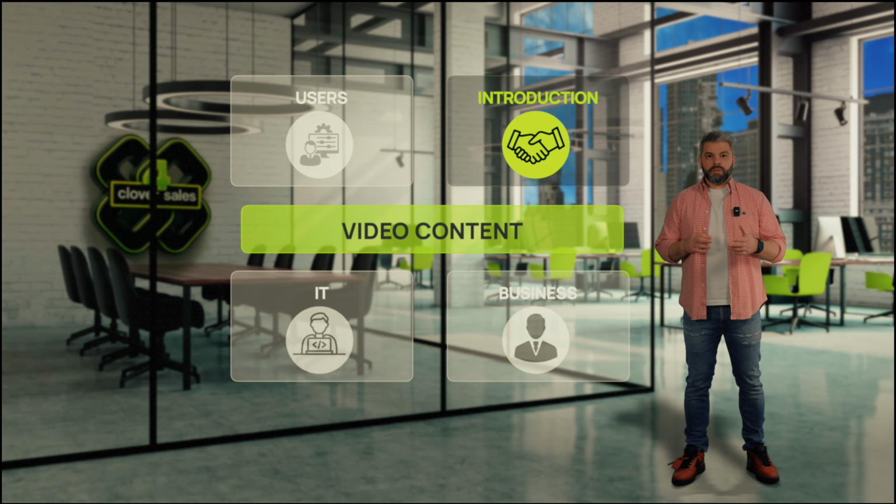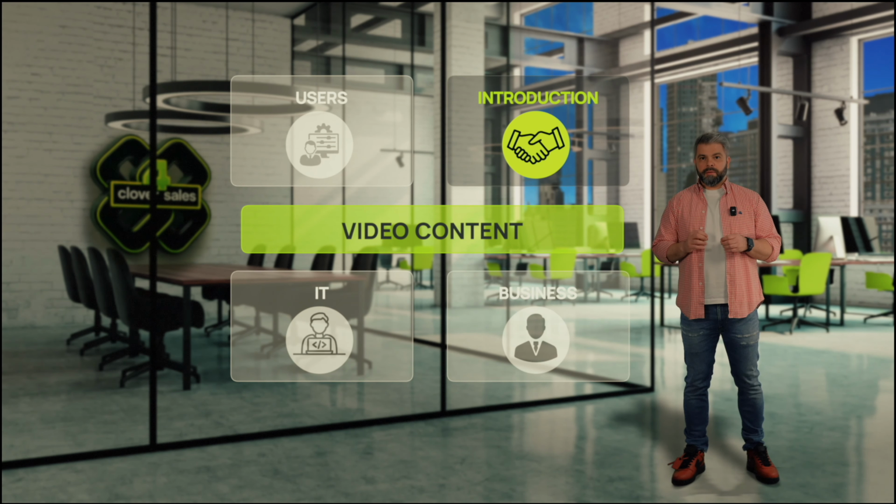Everything starts with the introduction block. This is where the first impression is formed: who you are, what your expertise is, what client problems you can solve, what experience you have, and where your real value lies. This is a critically important moment. It's right here that the client decides whether to continue the conversation or not to waste their time.